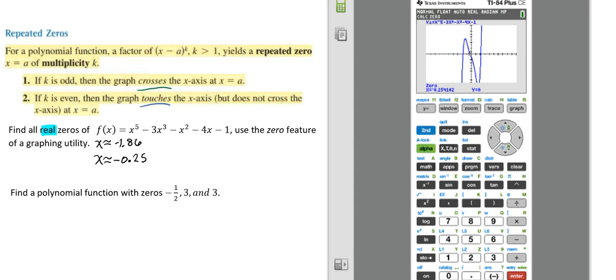Now we're ready to find our last zero. We go to second, trace, and choose option number 2 to find our zero. I'm going to get a little bit closer. It doesn't really matter. So left bound, and I'm going to arrow over. I'm kind of far away, but that's okay. When I hit enter, I see that I'm between the two dashed lines, really close to this one, but that does not matter.